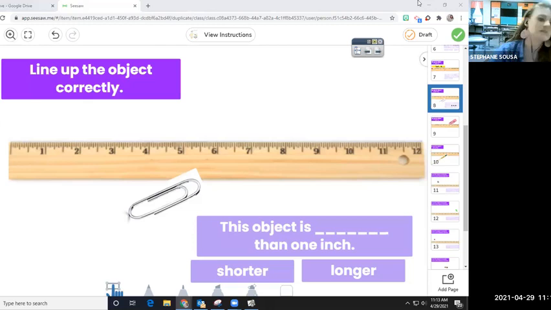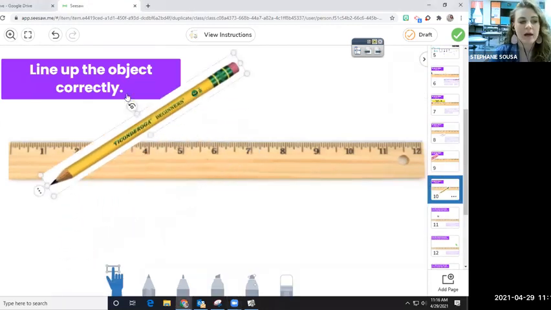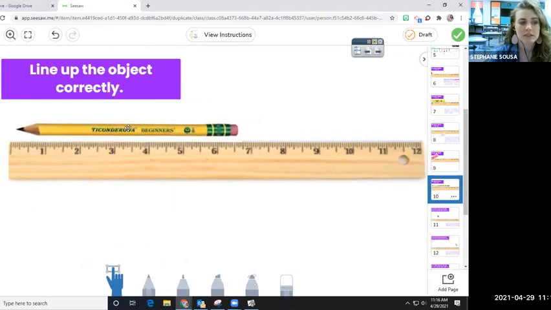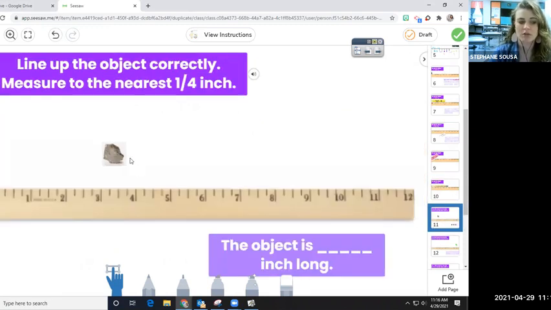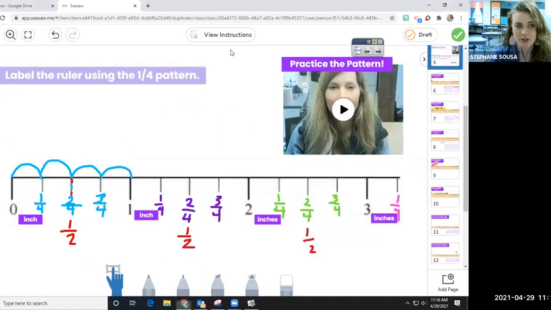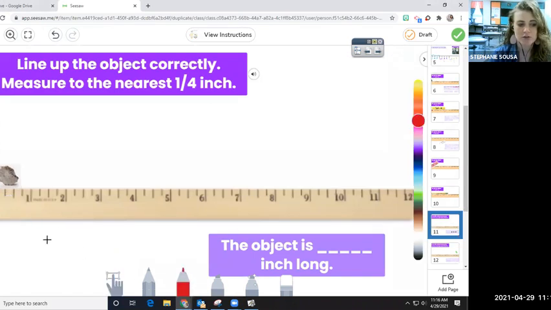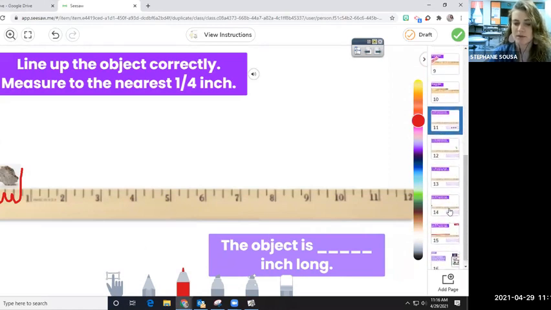Your remainder of the slides are going to be your practice. You are going to line up the object correctly on the ruler. Some of them simply ask you to line it up, and I will be checking that you did so. Some of them are asking you to line it up and measure using the pattern that we did on slide 5. Okay, so you can look at that little rock and you can use the pattern to figure out the measurement. Okay, and write down that fractional measurement.